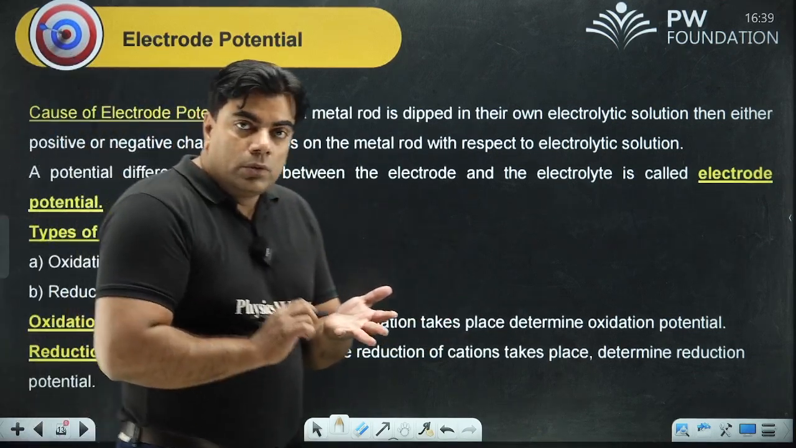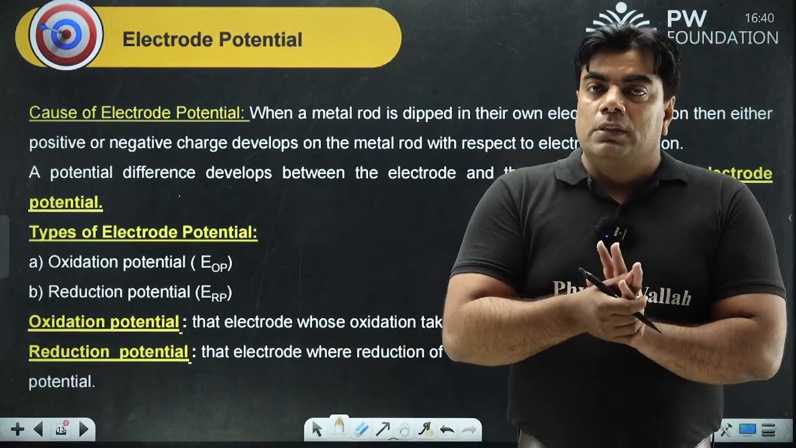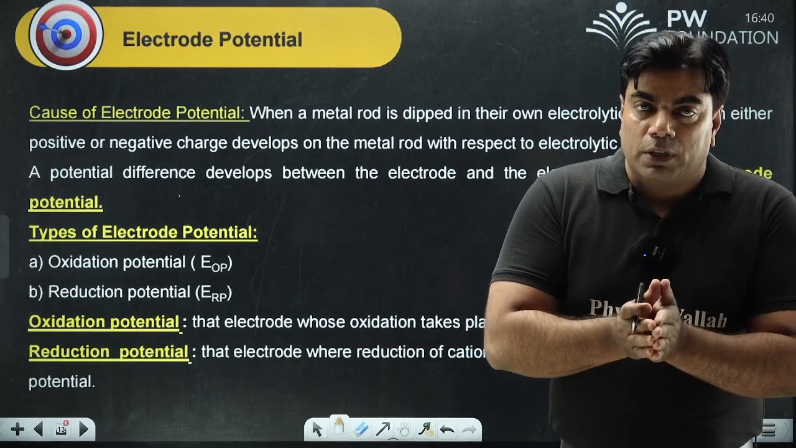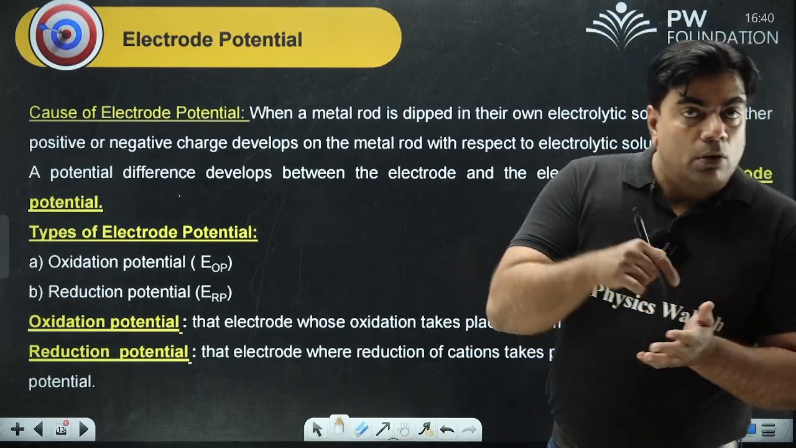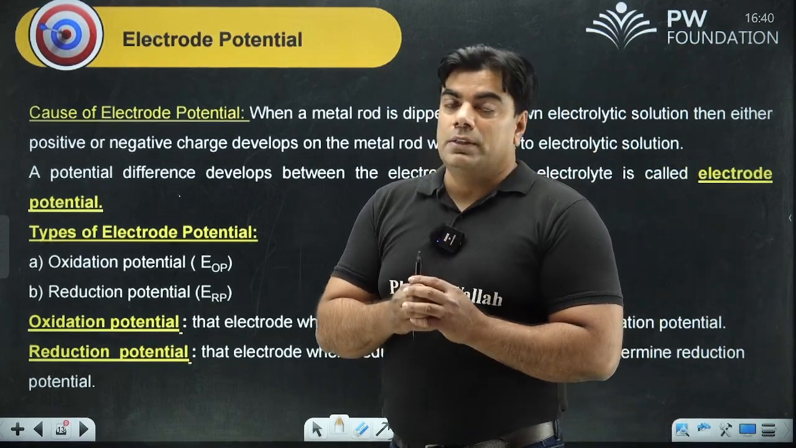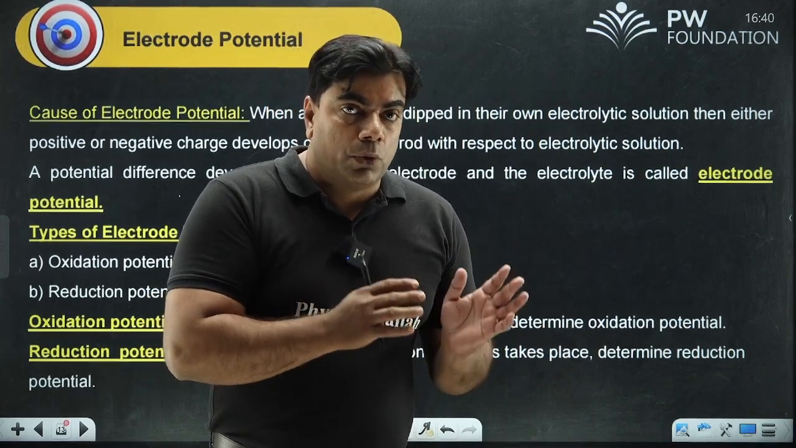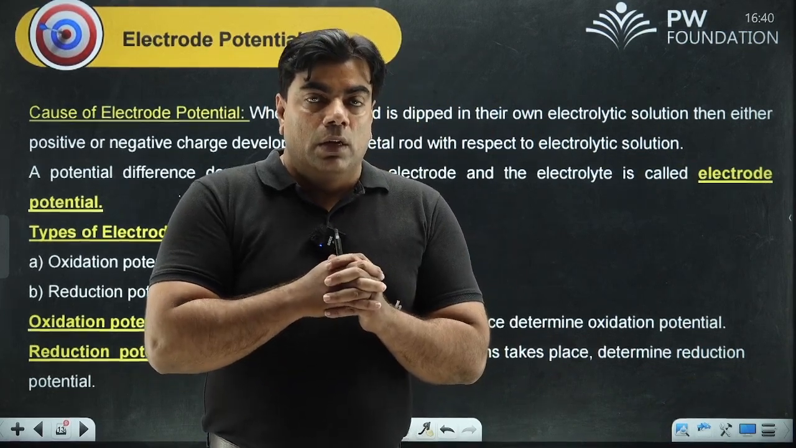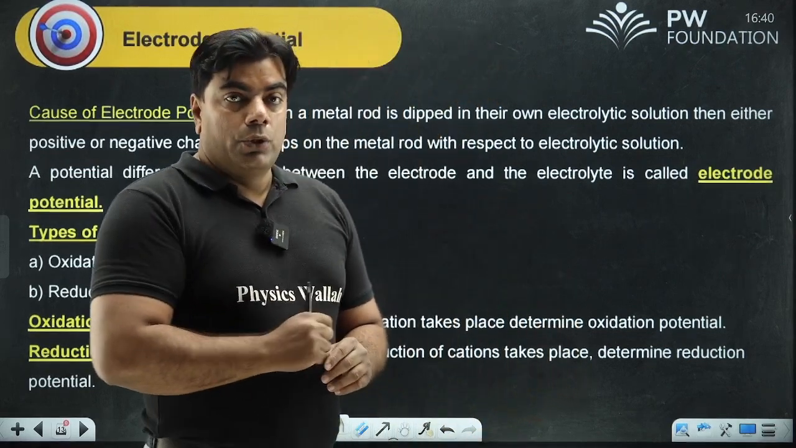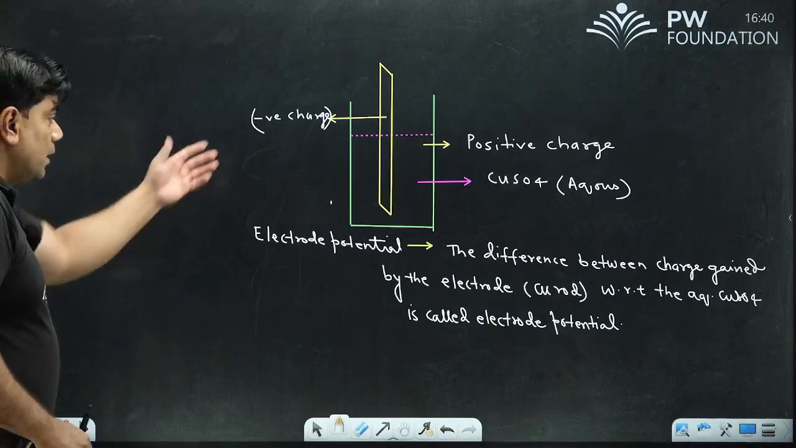So listen carefully, I revise again. What is oxidation potential? Oxidation potential is a type of electrode potential in which oxidation of the metal rod or electrode takes place. What is reduction potential? Reduction potential is a type of electrode potential in which reduction of the cation takes place, not the reduction of the electrode. That is the difference. Okay, now I already explained this.